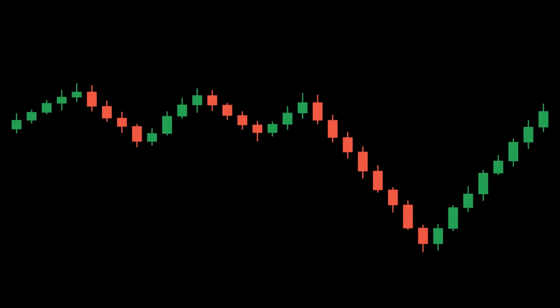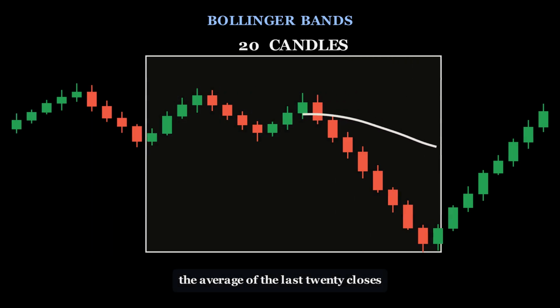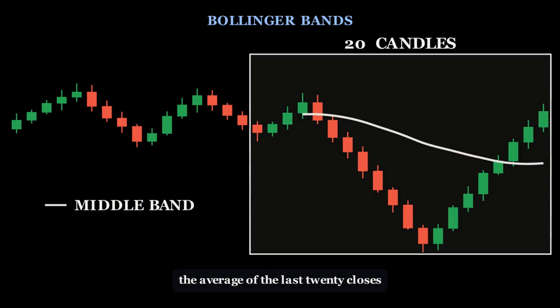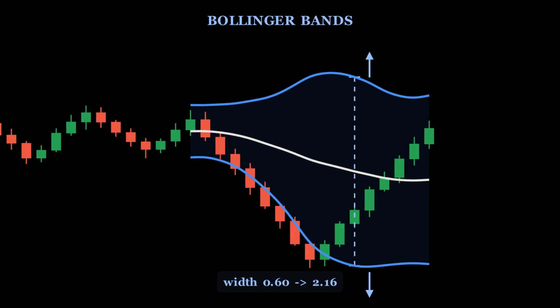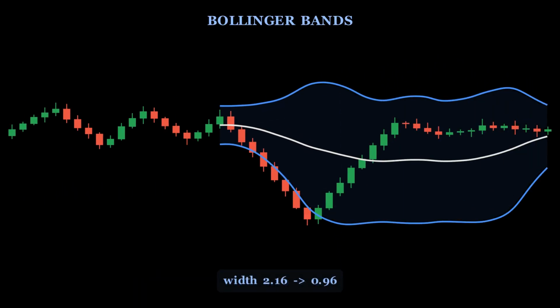Let's start with Bollinger Bands. Think of the middle band as the market's average price over the last 20 candles. The upper and lower bands expand when volatility increases and contract when the market becomes calm.